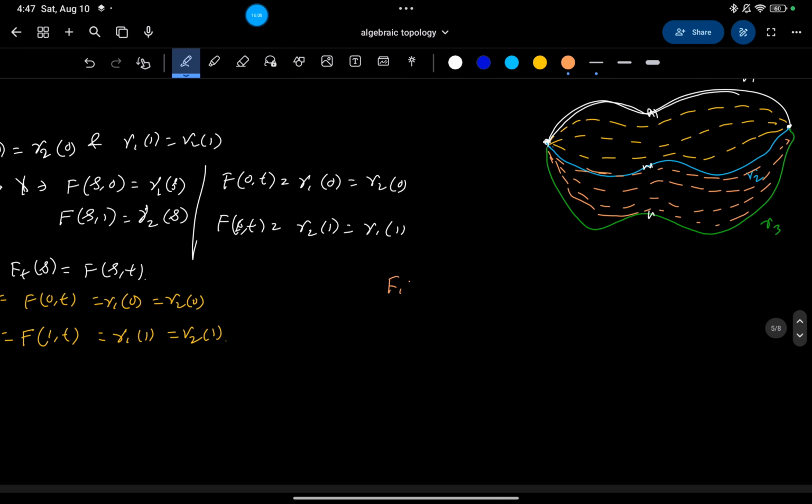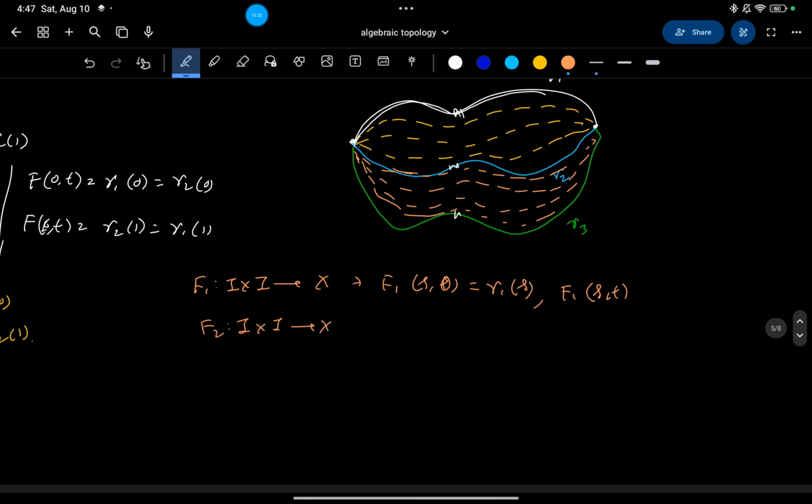For example, suppose we have f1 from I cross I to X, such that f1 of s comma t is one map, and f2 is a map from I cross I to X, such that f1 of s comma 0 is gamma 1 of s, f1 of s comma 1 is gamma 2 of s, and f2 of s comma 0 is gamma 2 of s, and f2 of s comma 1 is gamma 3 of s.